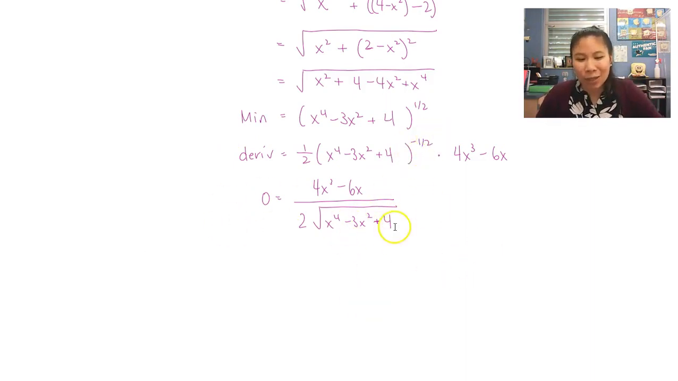So solving this equation, since it's set equal to 0, I don't want a fraction. So I'm going to multiply both sides by the 2 square root stuff so that I don't have that in the denominator anymore.